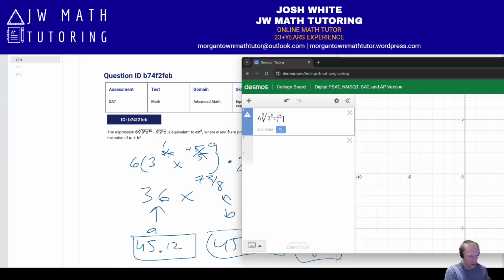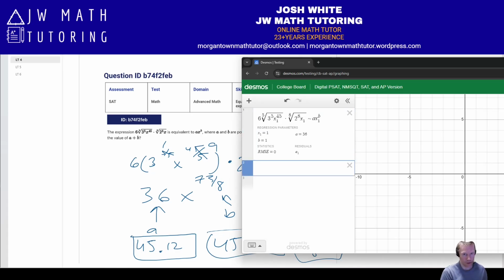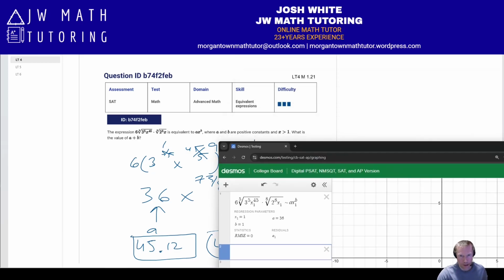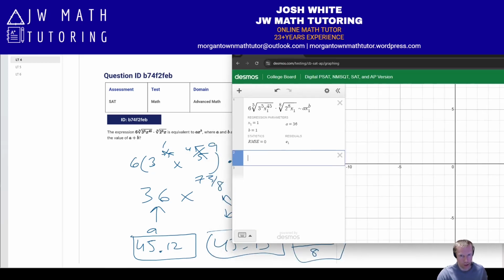And then, no, we need times. We need another root, but it's an 8th root, and then x1 tilde a x1 to the b. Okay, notice it's actually giving us the correct value of a already, but it's not giving us the correct value of b. Let me just, yeah, because notice x has to be greater than 1.